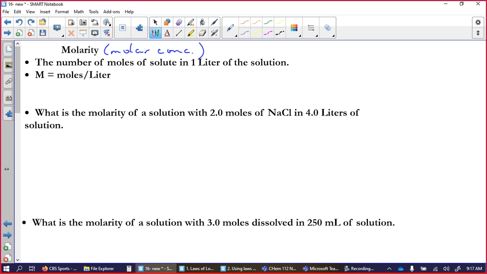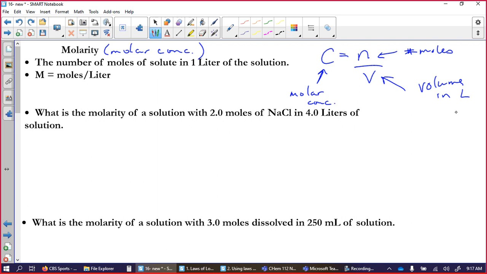And generally speaking, we have the formula. Concentration is N over V, where C is molar concentration, N is moles, and V is volume in liters. The unit for this is moles per liter, which is a ratio which we abbreviate as capital M.